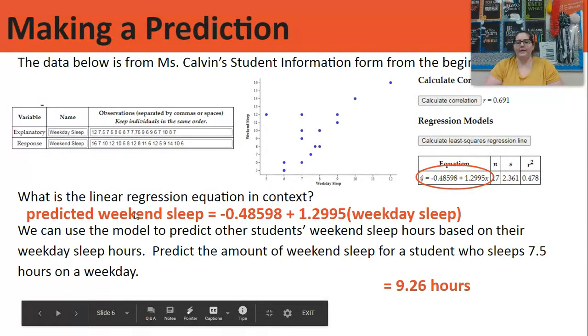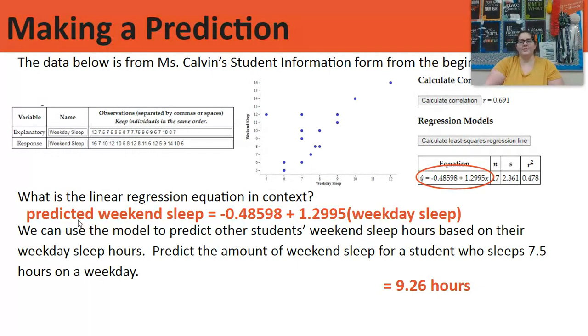So weekend sleep was my y, and weekday sleep was my x. Notice that I put the word predicted, or you might put the word expected, in front of that. You'll notice in that equation there's a little hat, a circumflex, on top of that letter, and what that hat represents is that it is predicted. This is the expected or predicted amount of weekend sleep based on how much weekday sleep someone gets.